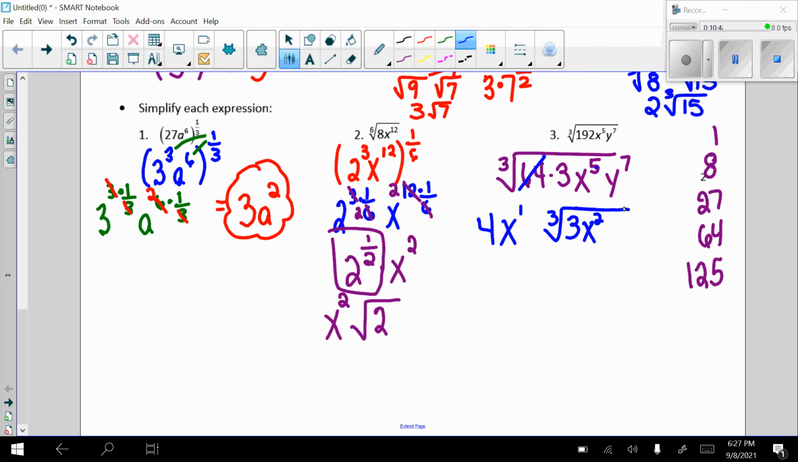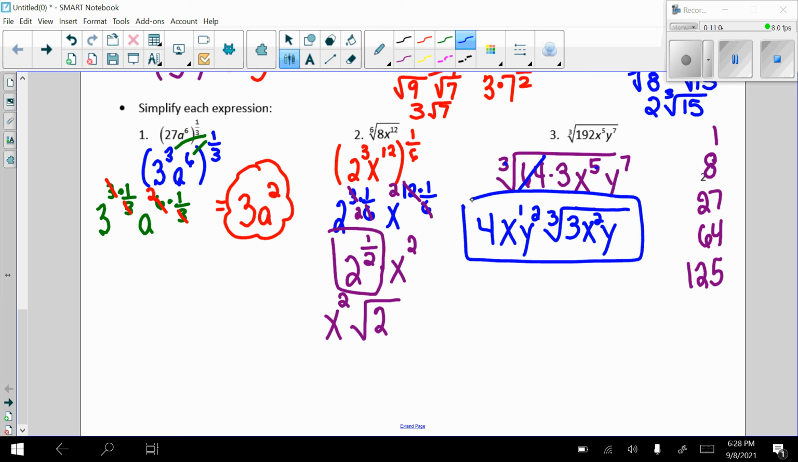Okay, let's do that again, and now let's do it for y to the 7th. 3 goes into 7, I put a y here, 2 times, with a remainder of 1, so y to the 1st inside. And that is our answer.